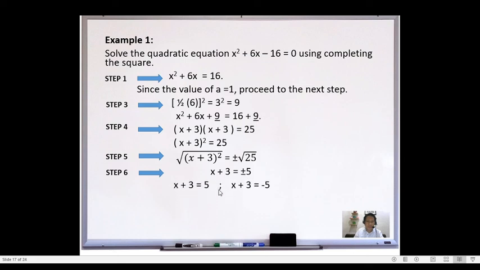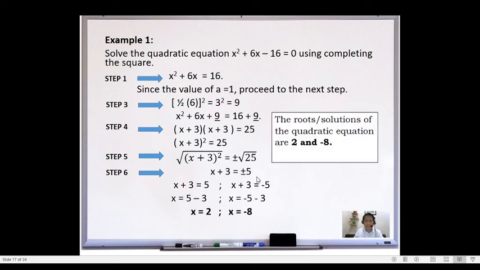And then solve the resulting linear equation, this is now x plus 3 is equal to 5, and the other one is x plus 3 is equal to negative 5. So this will give us now x is equal to 5 minus 3, and the other one x is equal to negative 5 minus 3. So that is 5 minus 3, that is equal to 2, and then negative 5 minus 3, that is negative 8.